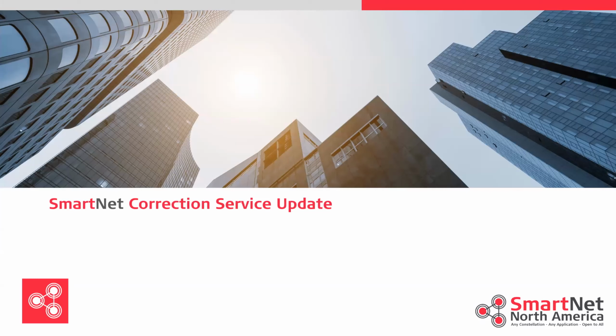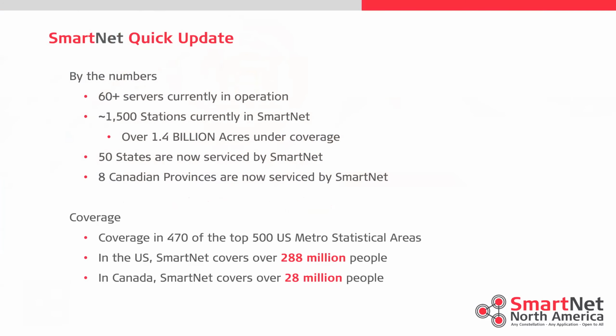So, correction services update. We like to do this most of the time before we start anything else, just so you have an idea of what's going on with SmartNet. Currently, we have right at 1,500 stations servicing SmartNet with 1.4 billion acres under coverage. We now have service in all 50 states and 8 Canadian provinces. This means we have coverage in 470 of the top 500 U.S. MSAs, with about 288 million folks covered in the U.S. and about 28 million folks covered in Canada. So a pretty impressive footprint.